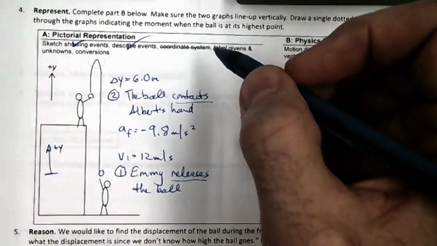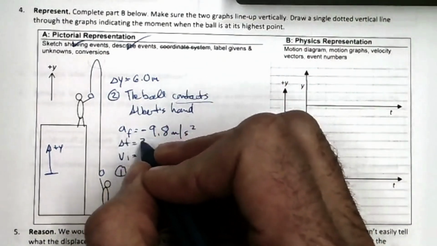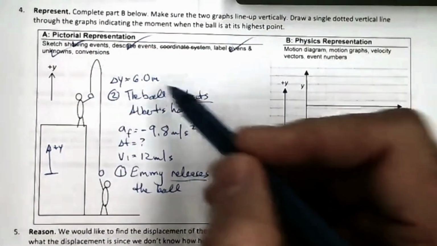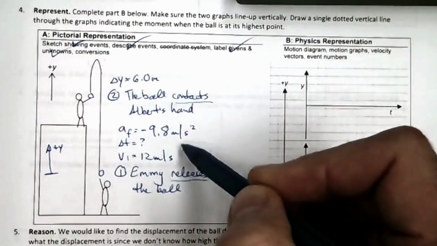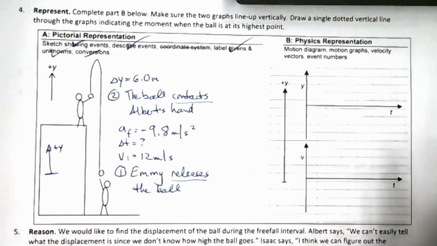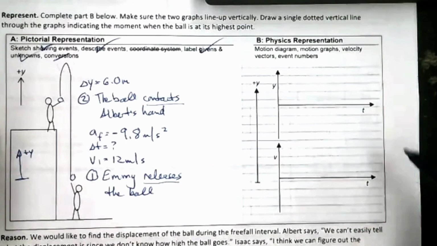Our goal is to find the time that it takes. So our givens and unknowns, good. Conversions: our units are all meters and seconds, so no conversions are required. Let's take a look at how we represent this motion using our motion diagram and graphs.